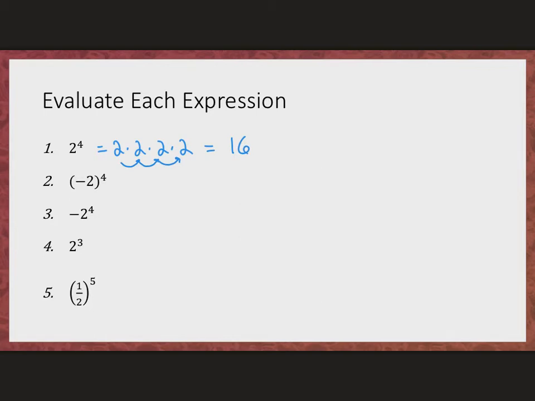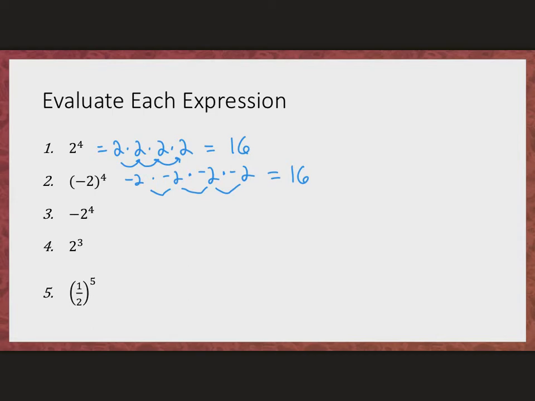Now, negative 2 to the fourth power is as if we were multiplying negative 2 times itself 4 times. So negative 2 times negative 2 is positive 4. Positive 4 times negative 2 is negative 8. And negative 8 times negative 2 is positive 16. When you multiply a negative number by an even exponent like 4, the product is positive.